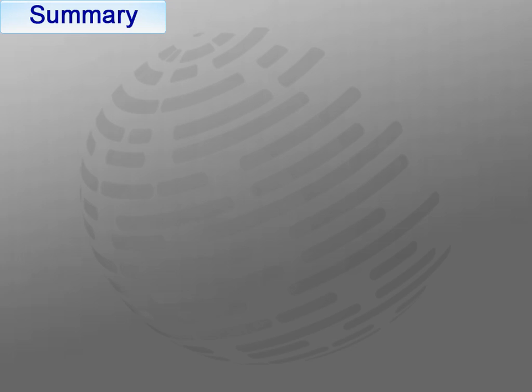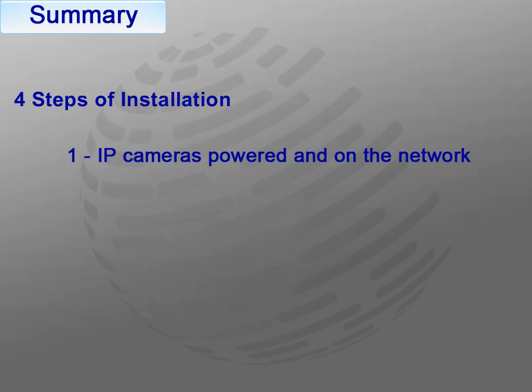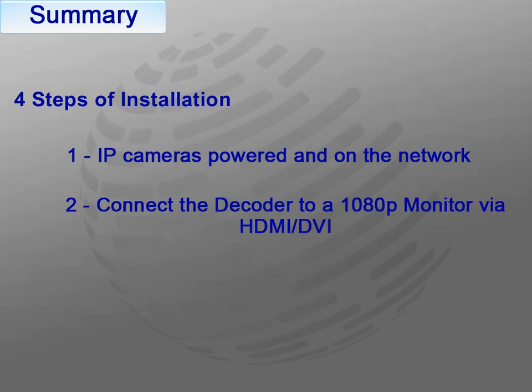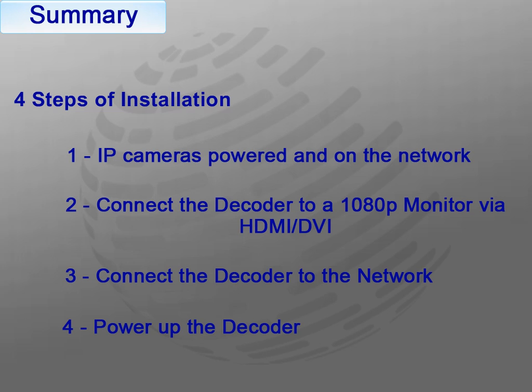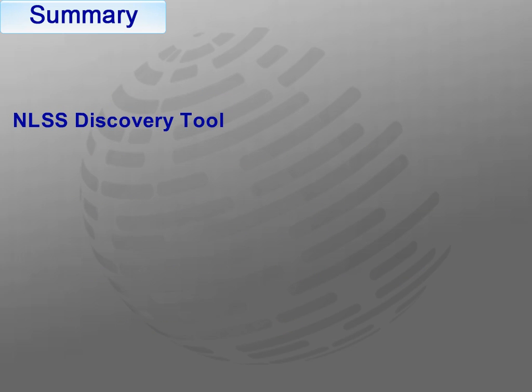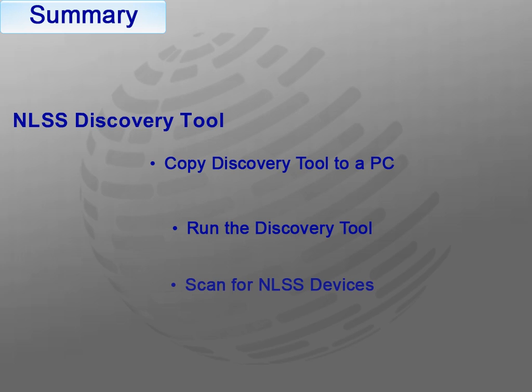In this module, we learned how to install the NLSS HD Media Decoder. We reviewed the 4 steps of installation. 1. Have all IP cameras connected on the same network that the decoder will reside on. 2. Connect the decoder to a 1080p monitor by using an HDMI or DVI cable. 3. Plug an Ethernet cable into the decoder for network connectivity. And 4. Plug the supplied power supply into the decoder and AC outlet. Next, we covered the NLSS Discovery tool. How to copy it to the local PC. Run the Discovery tool. Search for NLSS devices. And connect to the discovered devices and log into them via the decoder web interface.